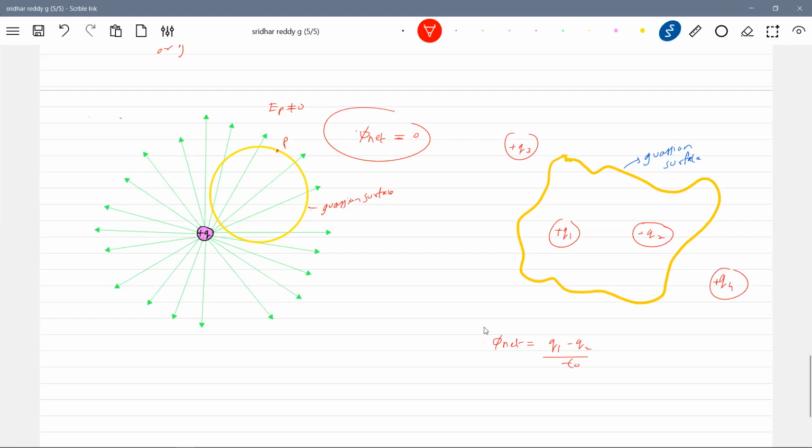Now, what about the field strength at point P? Who will contribute field strength at point P? The field strength at point P is due to all the point charges. But the net flux is only due to enclosed charges. So I'll write the statements. Then later on I'll write it.